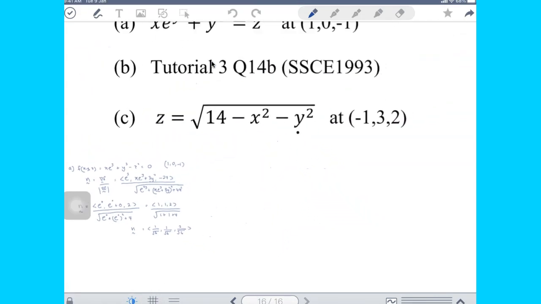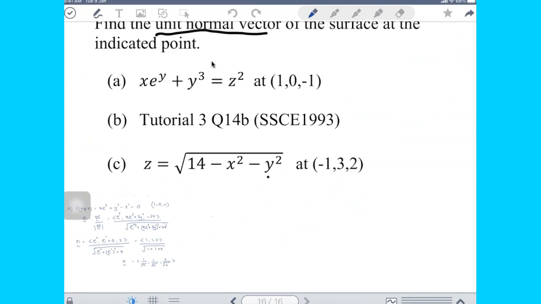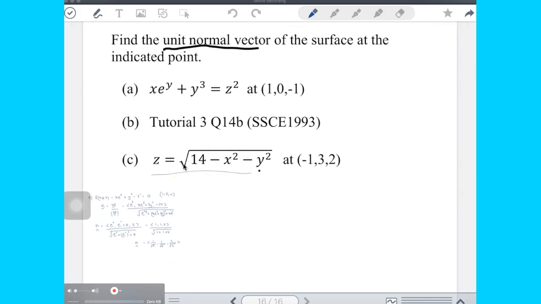Okay, so now let's look at part C first, because this one you have to look at the question, but I don't have the question at the moment. So just look at the second question here. Okay, so the same procedure, you are given a surface. What is this actually? So this one is actually a hemisphere, right? How do I know that this one is a hemisphere?